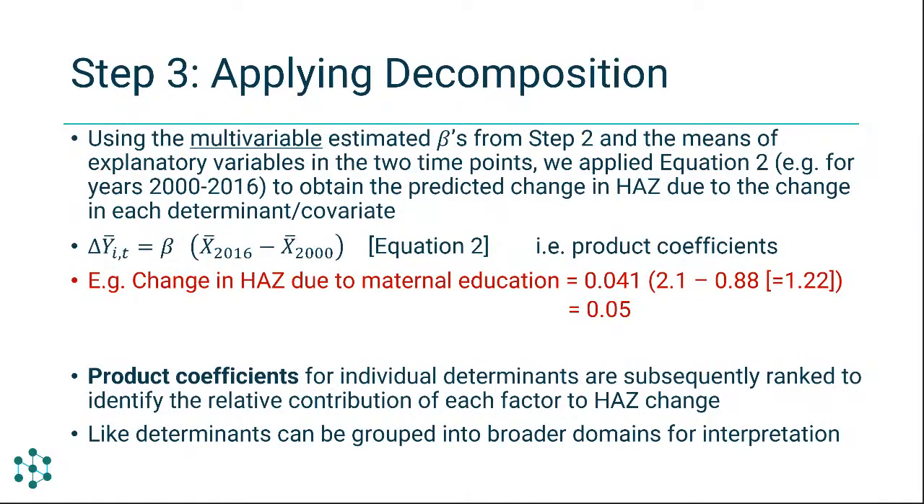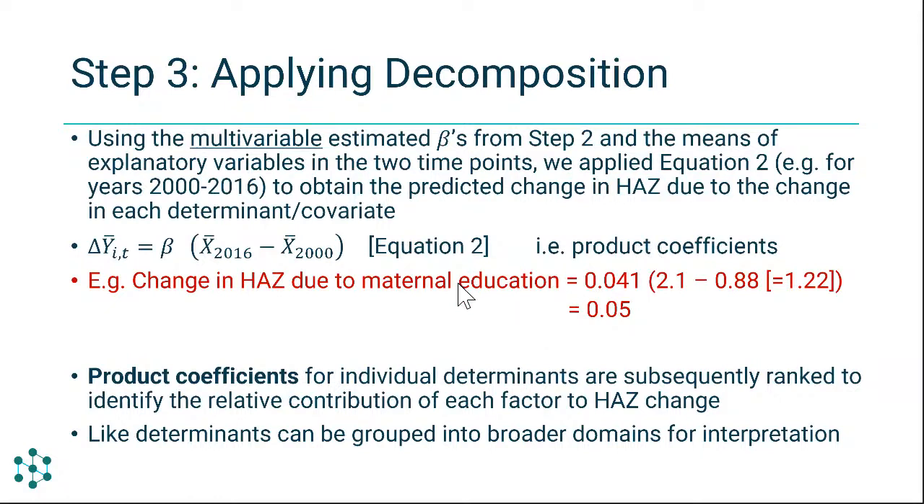So here we are at step 3. Step 3 is applying the actual decomposition. Here we take the multivariable estimated betas from step 2 and the means that we got from step 1 and essentially just multiply them together. Super easy. And you could do that with equation 2, which is the beta and the difference in the means multiplied together. This would give us something called a product coefficient.